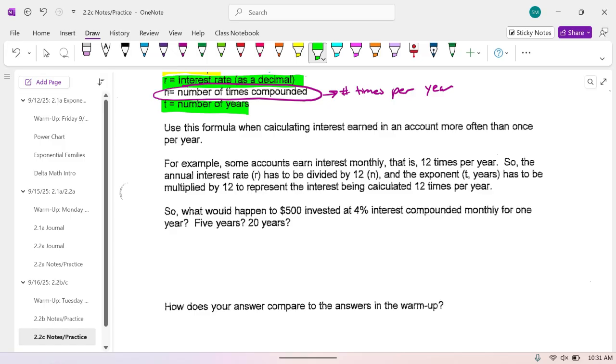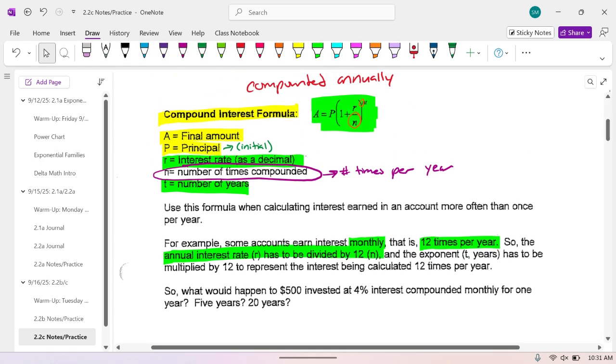For example, some accounts earn interest monthly, 12 times per year. So the annual interest rate is divided by 12, and the exponent t years has to be multiplied by 12 to represent the interest being calculated 12 times per year. So that's why the formula is what it is. That's why you're dividing the rate by n. That's the number of times the rate's happening.